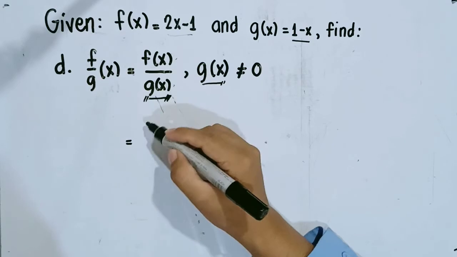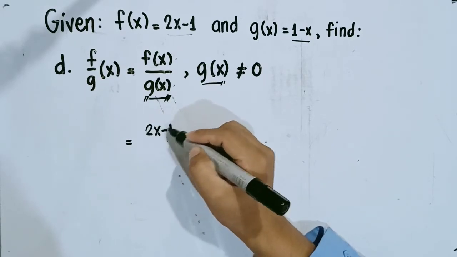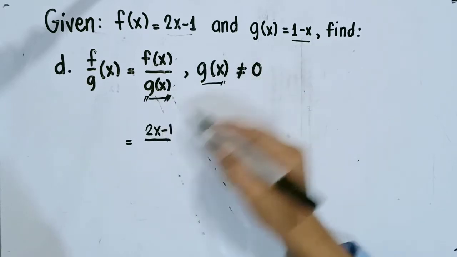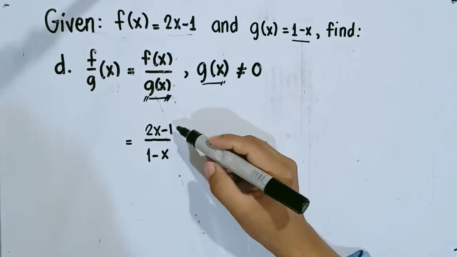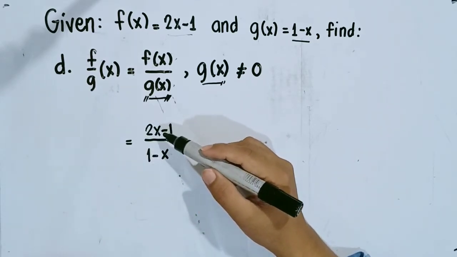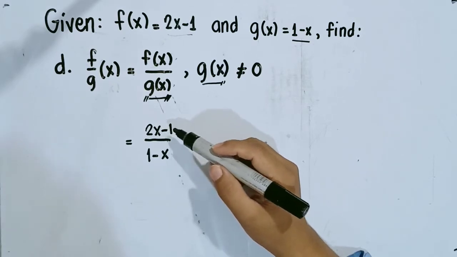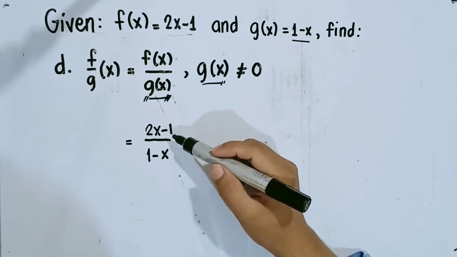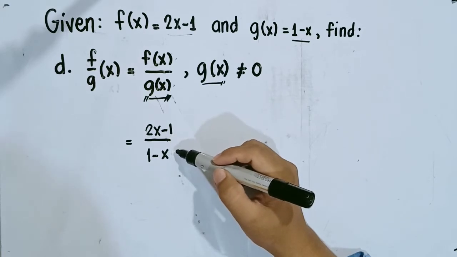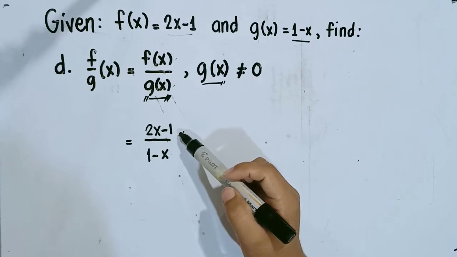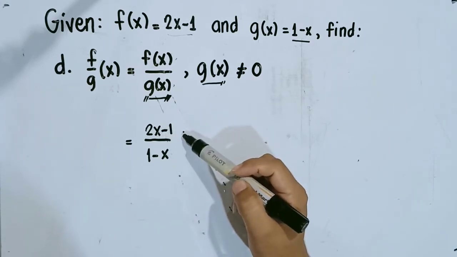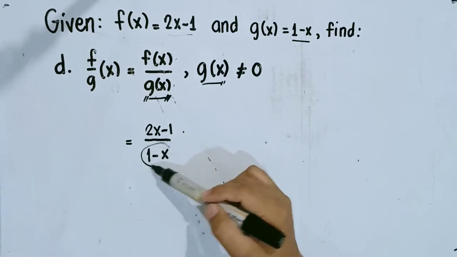We have f of x, 2x minus 1, over g of x, which is 1 minus x. Now first, we must simplify this function if it can be simplified further. However, if it is already in the simplest form, we just have to get the restriction in the denominator. So 2x minus 1 over 1 minus x is already in its simplest form because there are no terms or expressions that can be cancelled here. Therefore, we must proceed to getting the restriction in the denominator of this function.